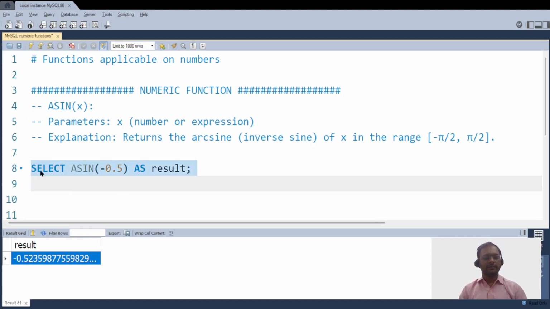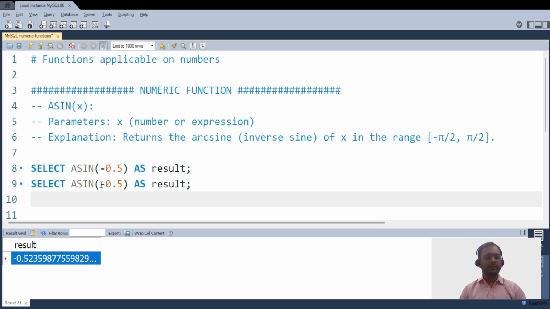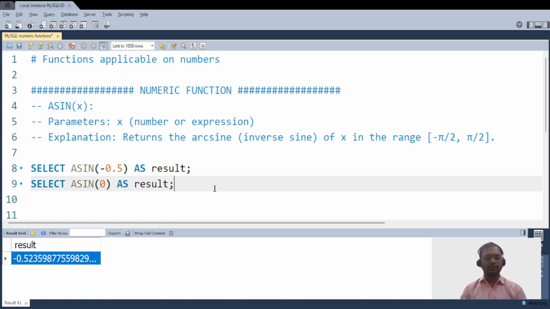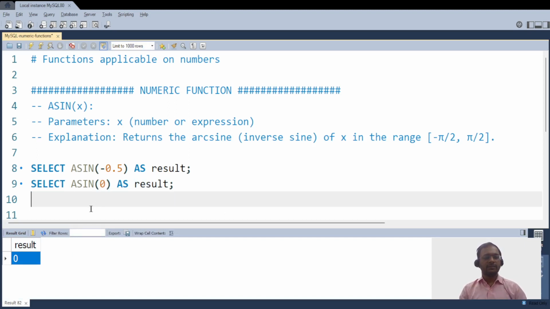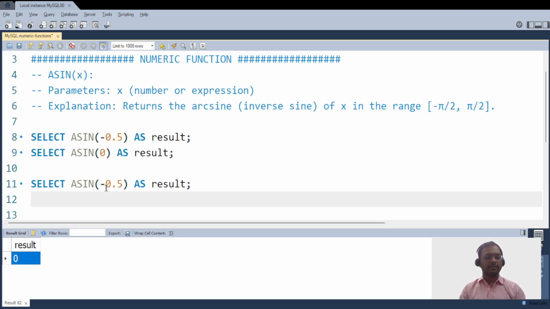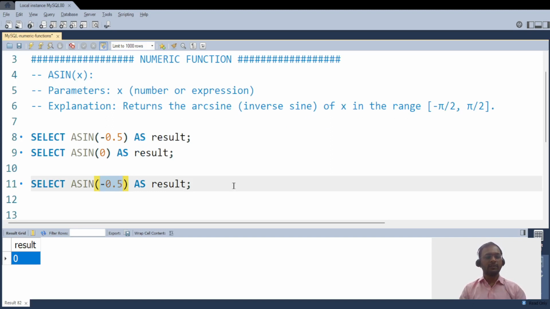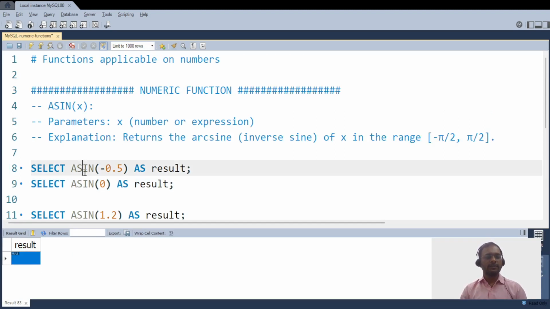Now, if I just mention 0 inside the bracket, you know sine inverse of 0 is 0 only. So if I execute this, you'll see the answer is 0. Now instead of a value between minus 1 and plus 1, if I mention some value which is out of bound, that is out of the minus 1 to 1 range, let's say 1.2, then that doesn't exist. Sine inverse of a value greater than 1 doesn't exist. So if I execute this query, you'll see NULL given as the output.